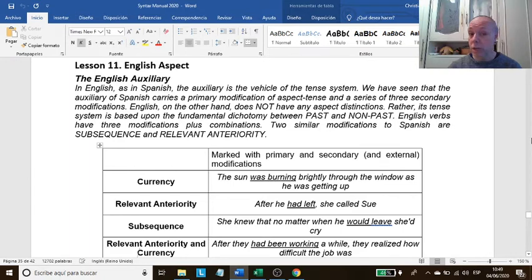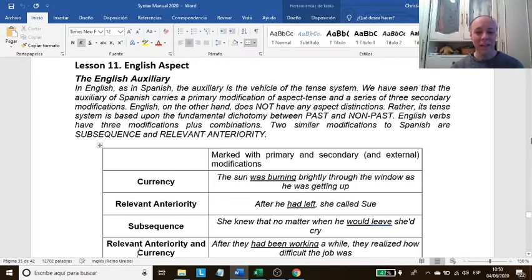Today we're going to start lesson 11, English aspect. English speakers do not know that they actually convey aspect when they speak. They have no idea. They think that they have tenses only, but not aspect. This is super interesting, sociologically speaking, sociolinguistically speaking.